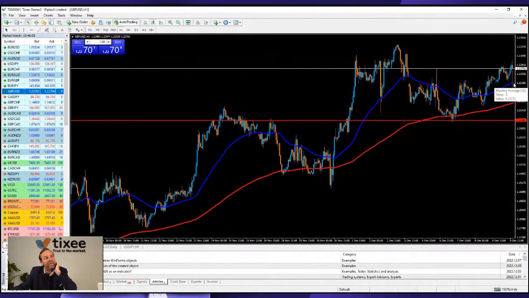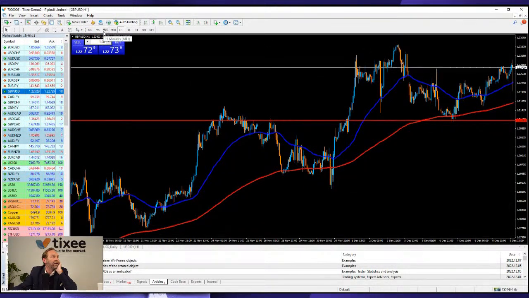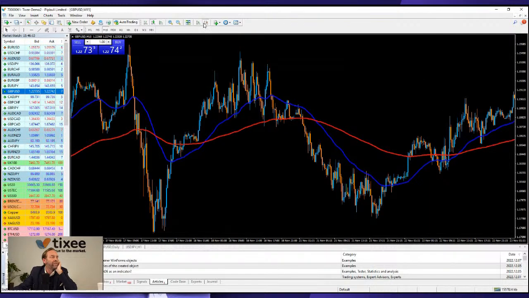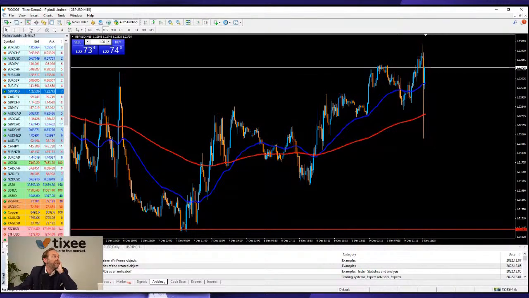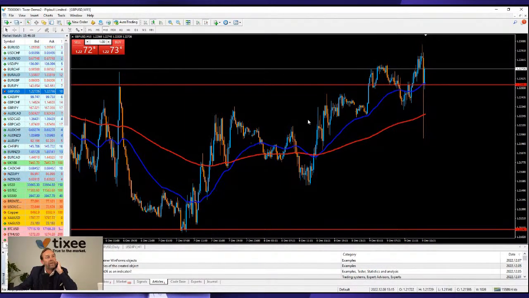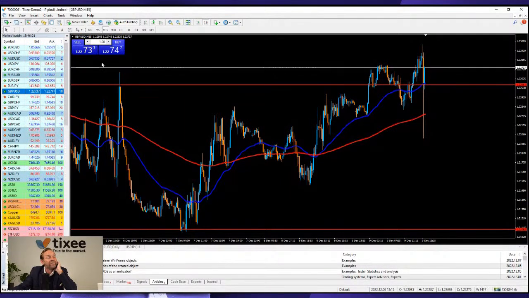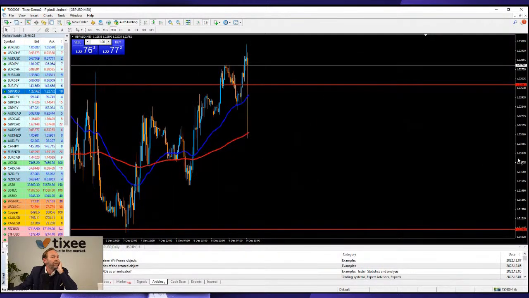Okay, still fair enough. What was our potential area of support on the 15 minutes? It's 12265. So let's put that in and we get rid of the line in a minute. So 12265. Let's have a look, see where that is on the 30 minutes.